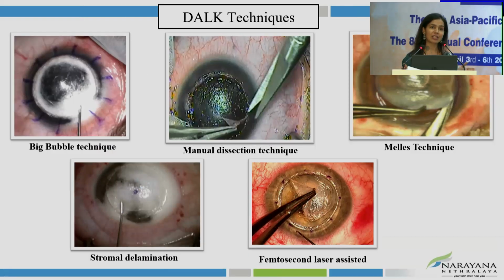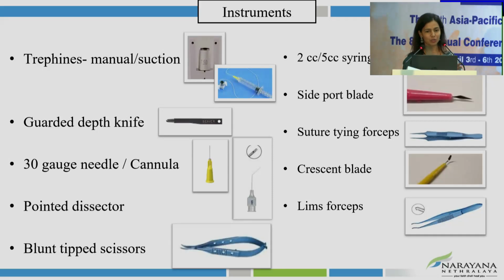So there are a number of techniques that we have for DALK, the most popular being the big bubble technique, which was invented by Anwar and Teichmann. That's the one which is most commonly done. But of course, you get excellent results even with a good manual dissection, and we'll show that. The greatest thing about DALK, I think, is that you don't need too many new or unusual instruments in your OT. Most of the time, you can manage with everything which is available. And if you're familiar with doing the bubble with a 30-gauge needle, then you really need nothing. Probably the only thing which would be very useful for a person starting out in DALK is a good set of blunt tip scissors, because they are fairly invaluable, especially in the posterior dissection.